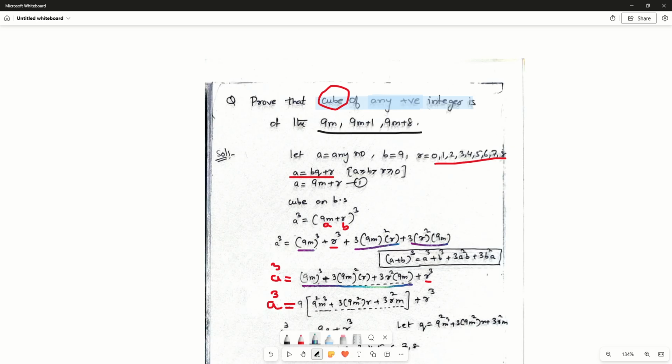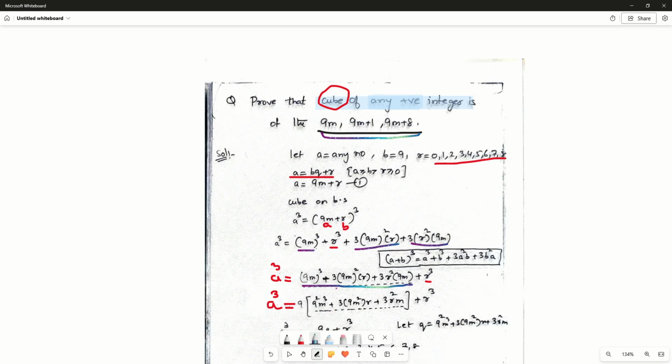After bringing all these terms together, I am taking 9 common out of all these 3 terms, so that we can have the solution in this format. 9m, 9m, 9m, as we are having 9m in each term in the beginning. Since this is a cube, there will be three 9s here, 9 into 9 into 9, so I am taking one 9 out of here, and I will be left with two 9s here, 9 square.